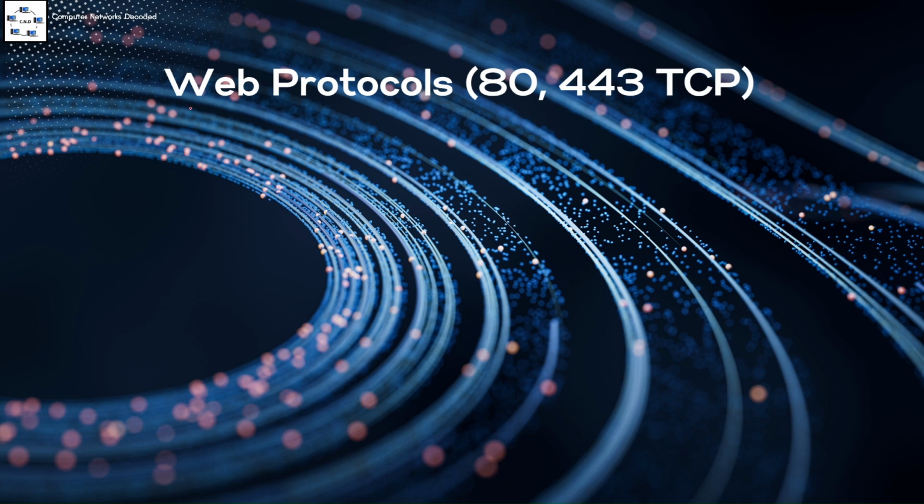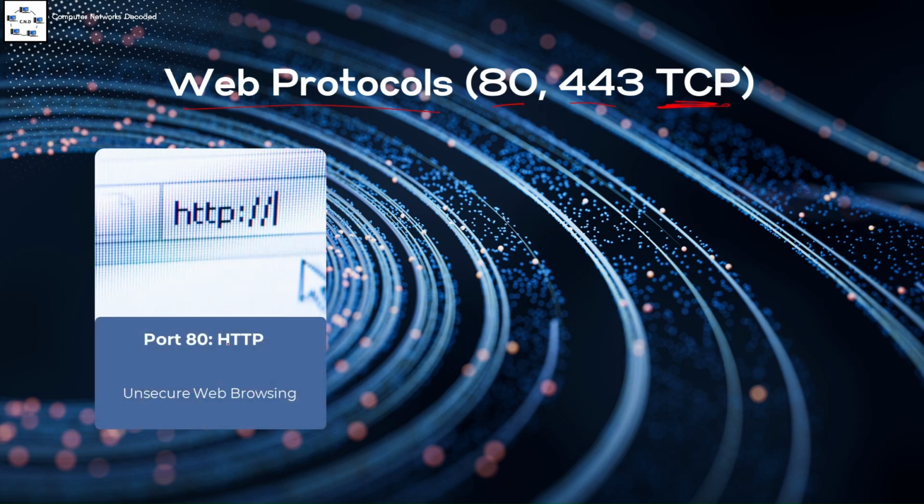Our next protocols are web protocols, and we have two of them. One uses port 80 and the next one uses port 443, and both web protocols use TCP. Port 80 is used by HTTP, Hypertext Transfer Protocol, and it is the unsecure web browsing. So initially HTTP was used, but when you connect to, let's suppose, google.com or youtube.com using HTTP, it means that your session or link is unsecured and anyone in between, such as the ISP, can see your data.